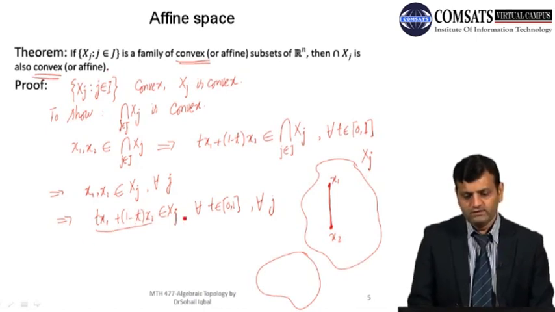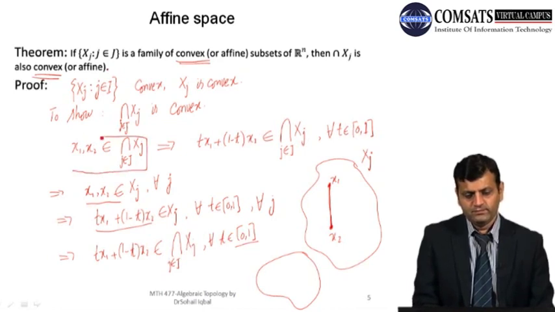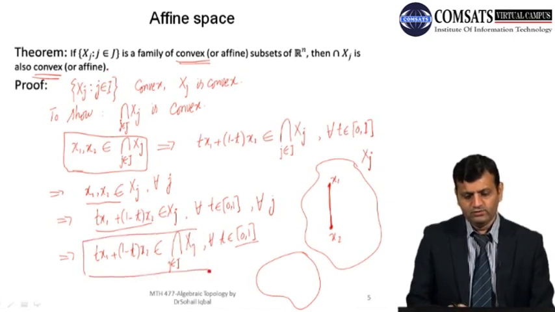So since this belongs to Xj for each and every value of j, of course this implies that tx1 plus (1 minus t)x2 belongs to the intersection of the Xj as well, for all t in [0, 1]. Okay, so now what we have proved is that if I take any 2 points from this intersection, then the line segment joining these 2 points is contained in the intersection. So we can say that the intersection is convex.